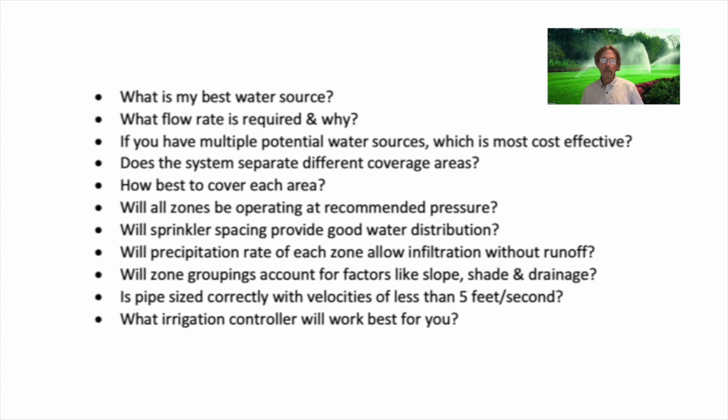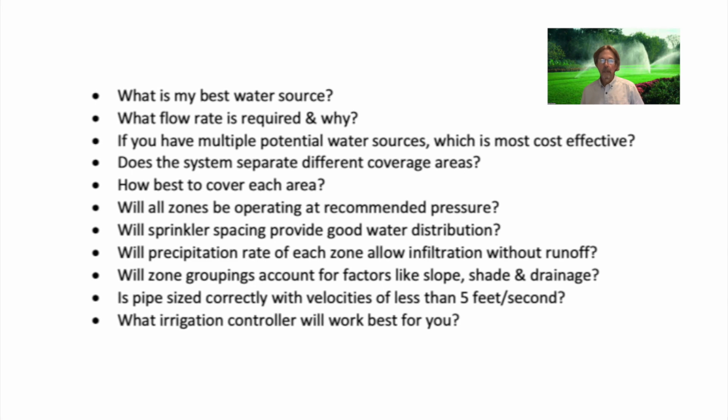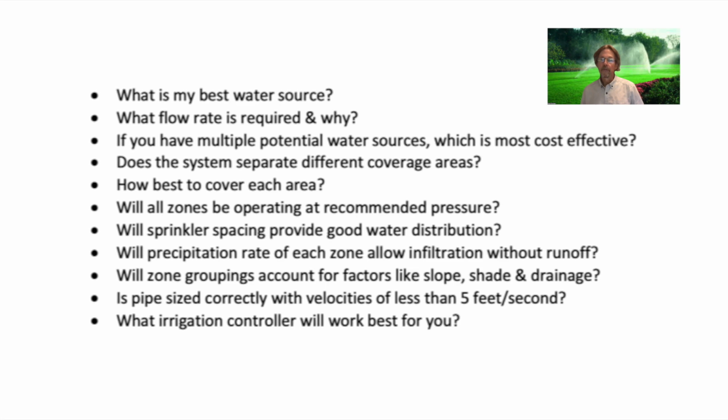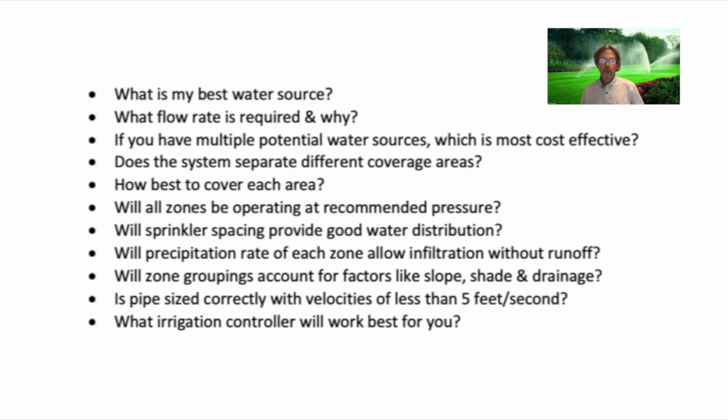Does the system separate different coverage areas, such as turf, shrub, or annuals? All have different water requirements. If not separated, this will cause problems. You could be forced to overwater one area in order to apply the correct amount to another, such as when turf and shrubs are on the same zone.